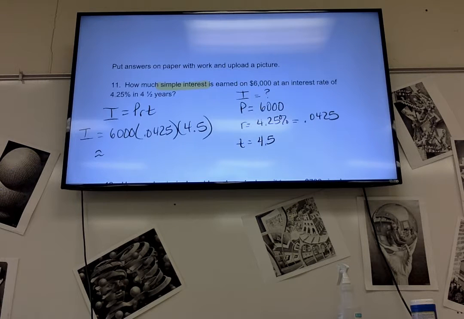And it's money, so I round it to 2 decimal places, although it comes out nice. And I got that. Is that what y'all got? Yeah, sweet. There we go. And that's just the interest. Well, that's pretty good interest.